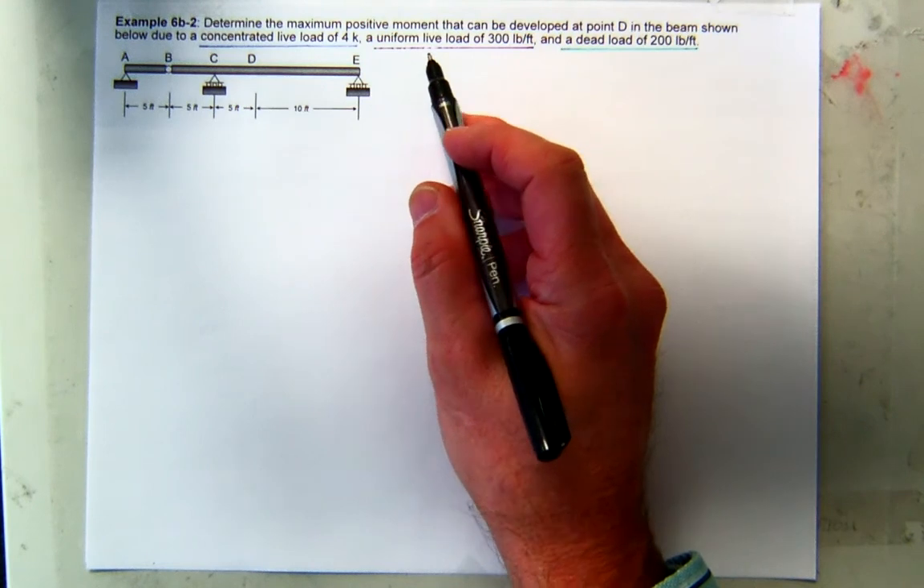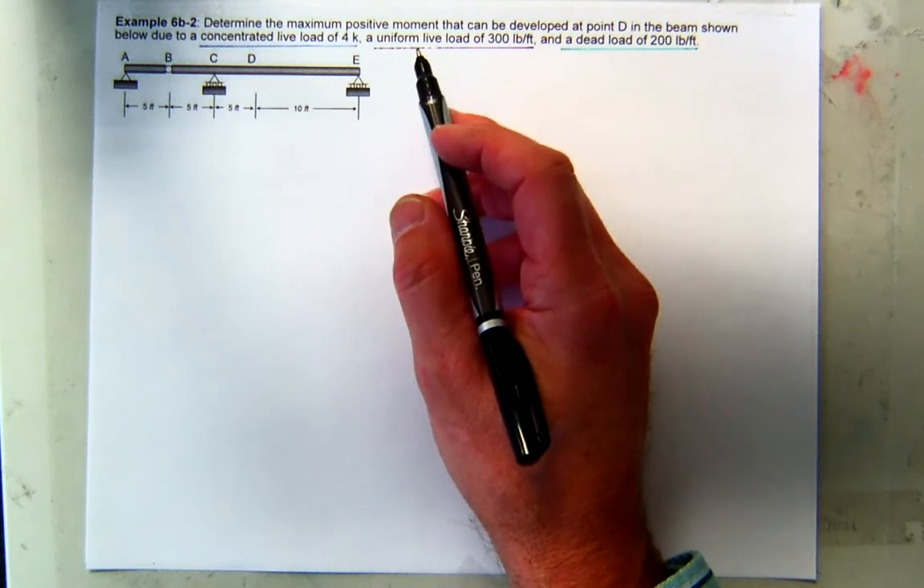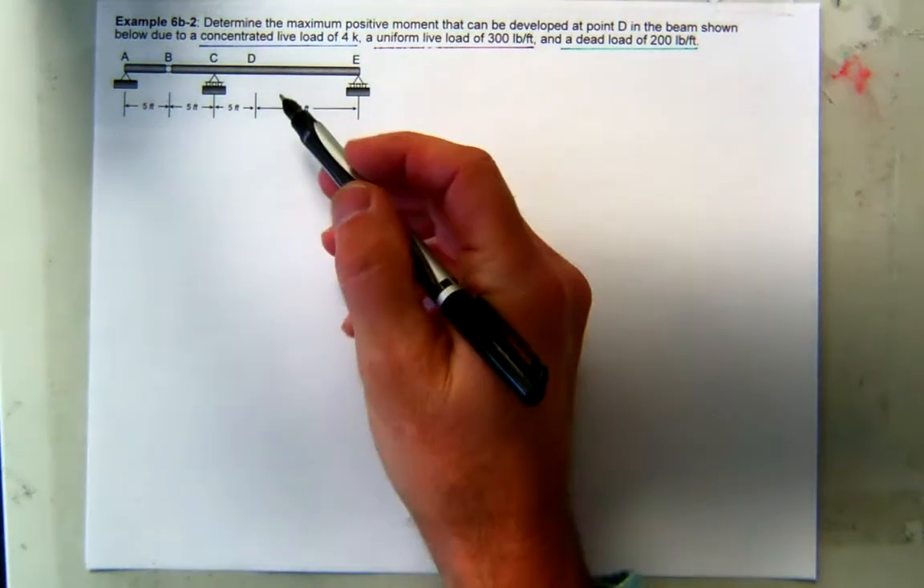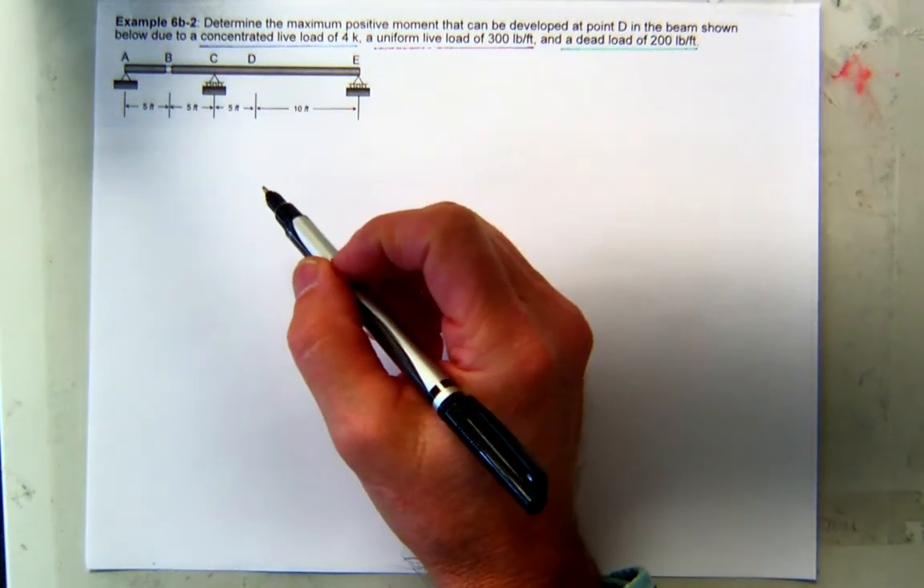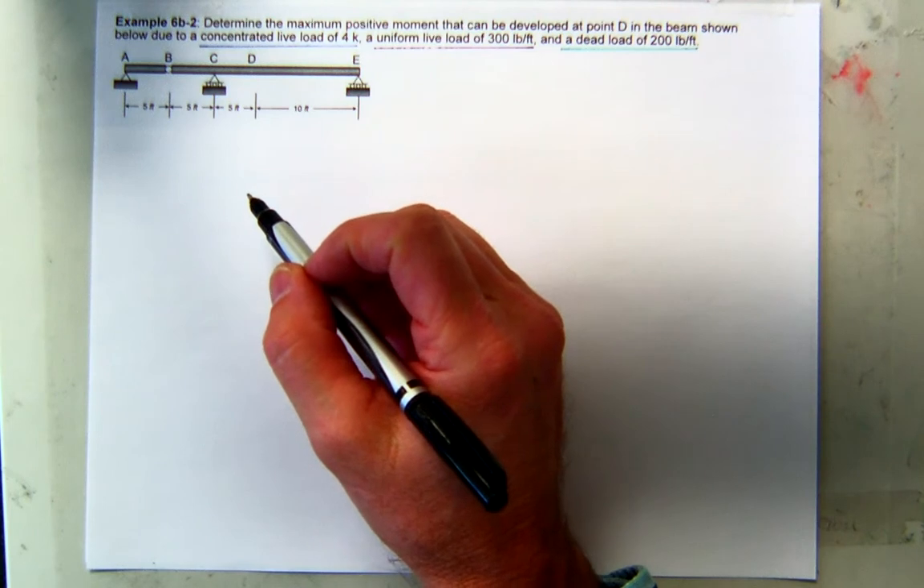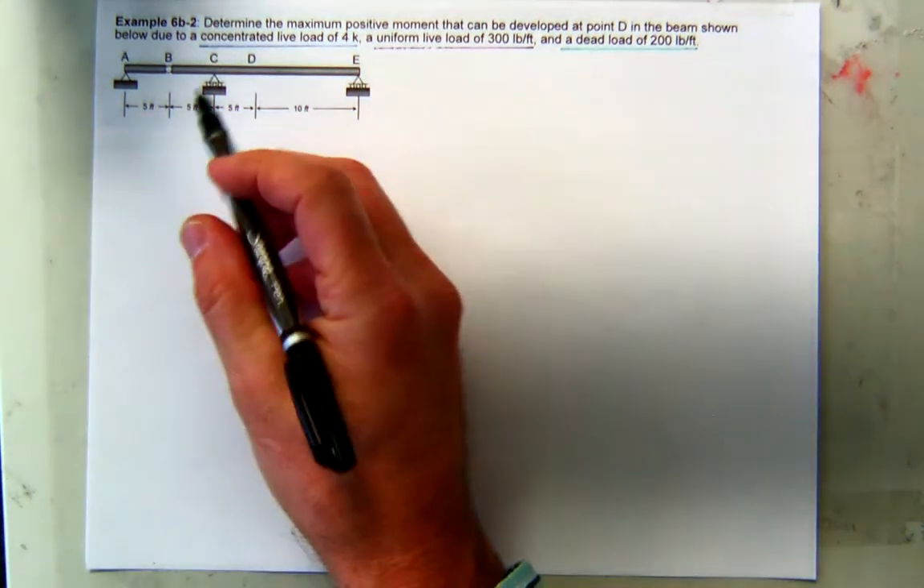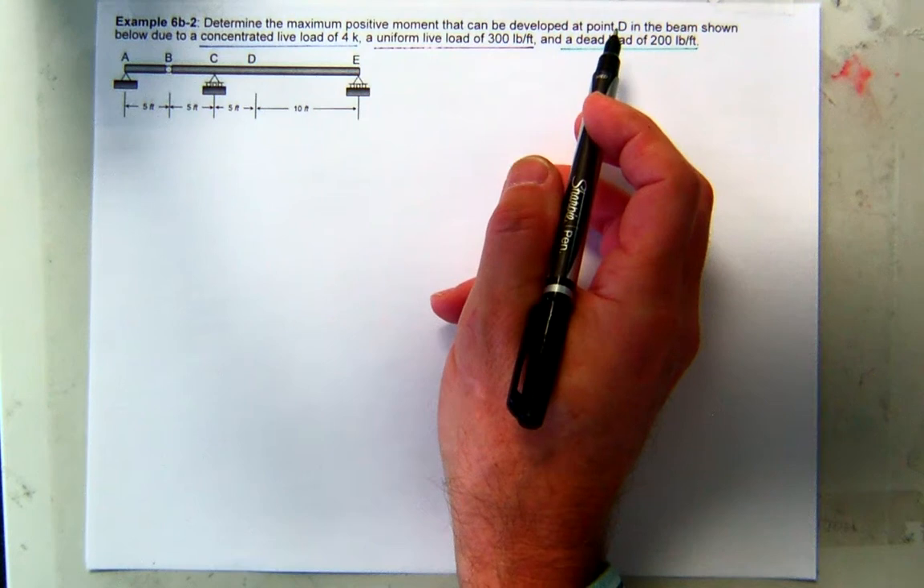So we're going to position this uniform load on the beam where it will create the most, in this case, positive moment. So that'll be something a little different. So our first step is going to be to what? Draw the influence line for the moment at D.